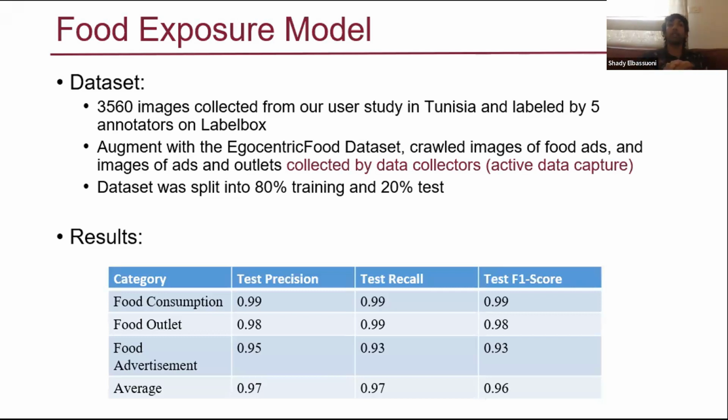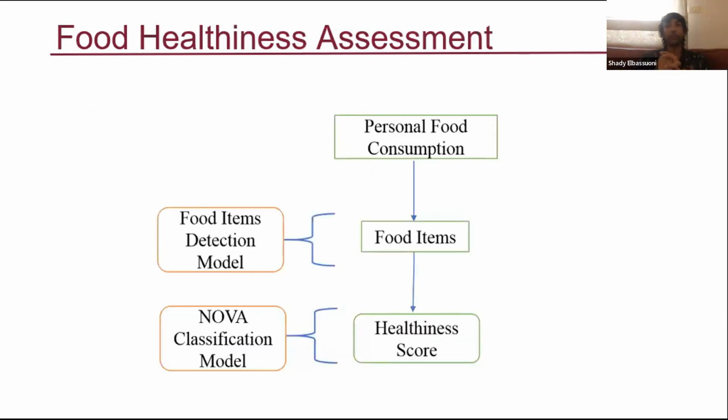Again, the data was split in the standard form, 80% training and 20% test, and we trained the machine learning model. As you can see, the results of the model were significantly high. It had a 96% F1 score, which really says that the model was very successful in differentiating between these different categories. Next slide, please.